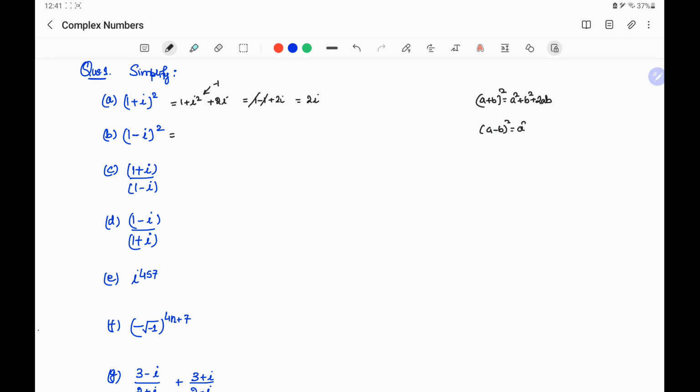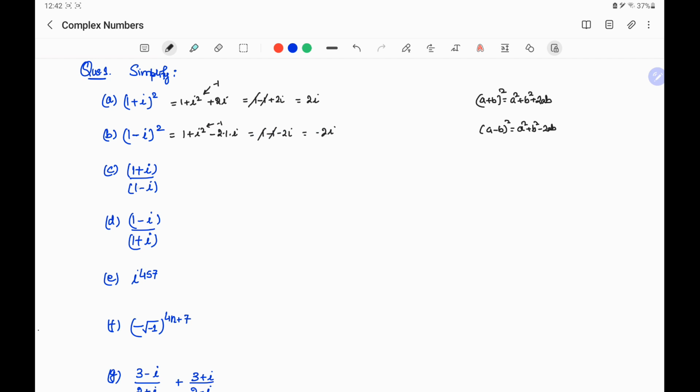In part B, we will use the identity (a - b)² = a² + b² - 2ab. So (1 - i)² will give 1 + i² - 2 × 1 × i. Again, this i² is -1, so it is 1 - 1 - 2i. 1 and -1 get cancelled. So the answer is -2i.